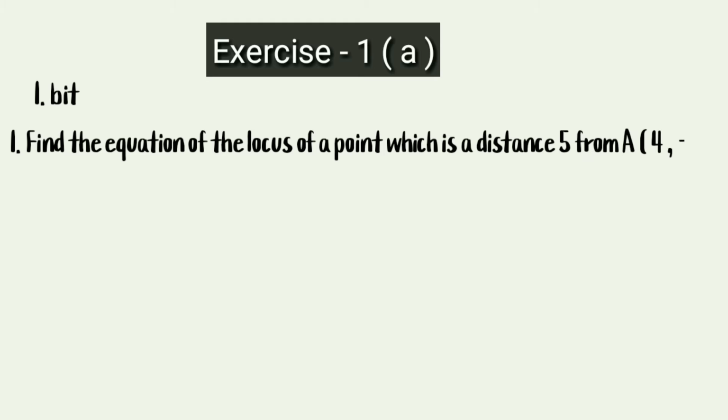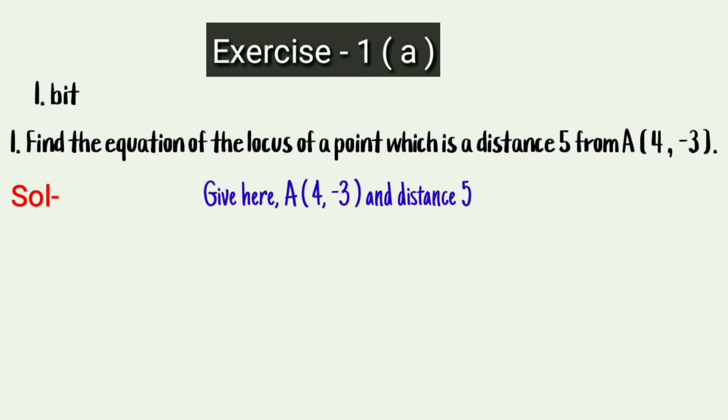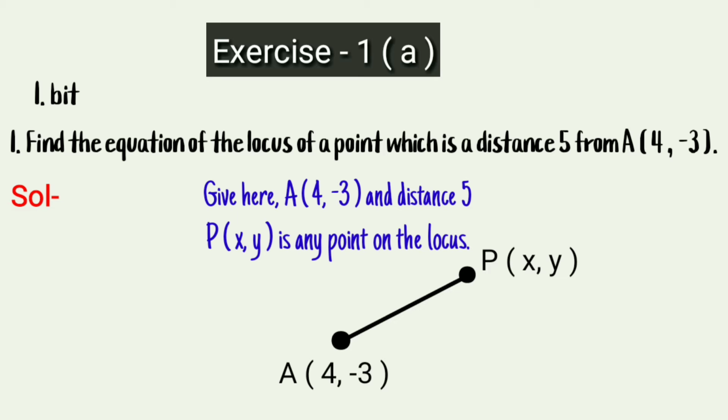First question: find the equation of the locus of a point which is at a distance 5 from the point (4, -3). Let's do this solution. Here given the point (4, -3) and distance 5. So here P (x, y) is any point on the locus. Now point A is (4, -3) and point P is (x, y).